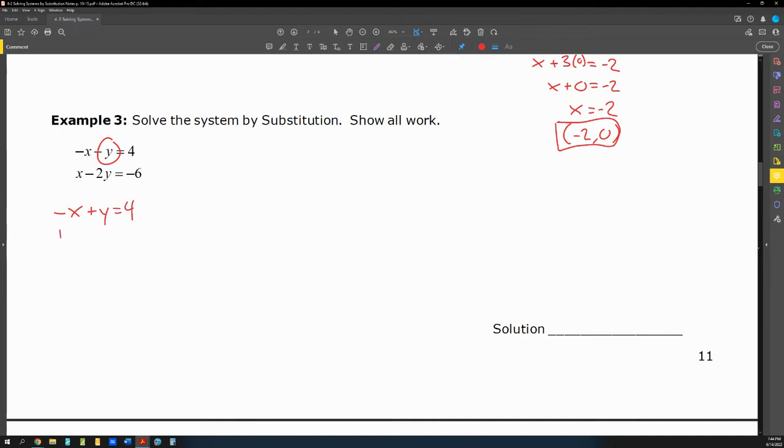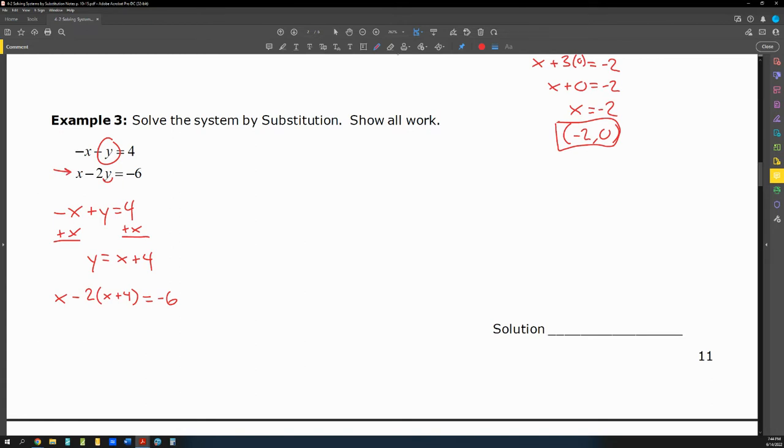In order to get y by itself, we have to add x to both sides of the equation, and we get y is equal to x plus 4. Now we can take that x plus 4 and plug it for anywhere we see y in the other equation. So we have x minus 2 times y, but here we're going to plug in x plus 4. And that's all equal to negative 6 from the second equation.